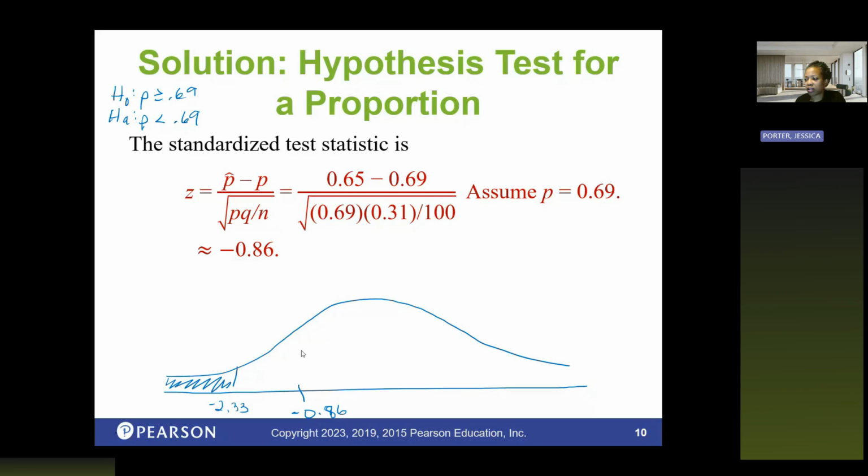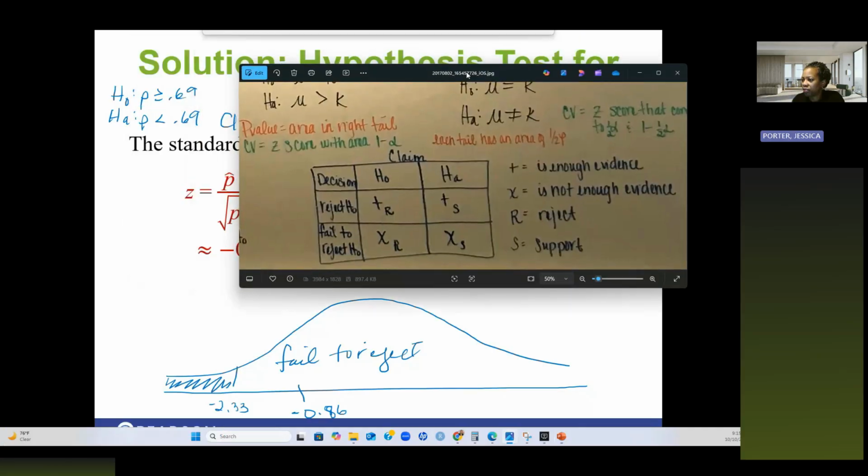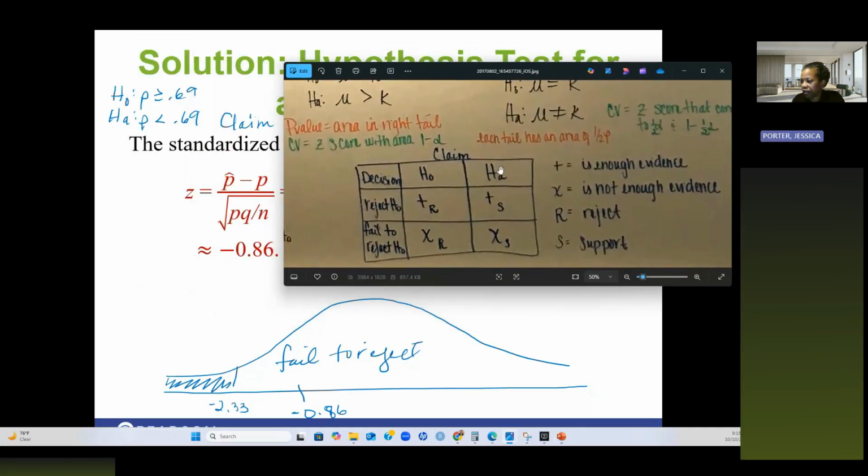Fail to reject. You are correct. We are going to fail to reject the null hypothesis. So the claim was, which one was the claim? The alternative. All right, so we're failing to reject, and we're going to see what that means with our handy dandy graphic. The claim was the alternative. We're failing to reject. So our wording is: there is not enough evidence to support the claim.